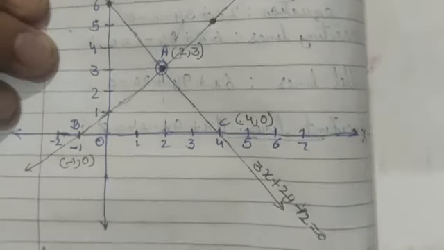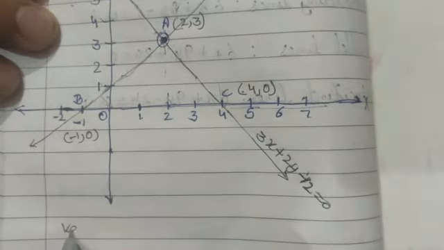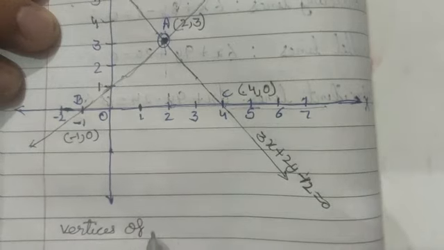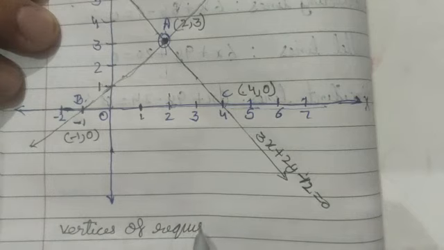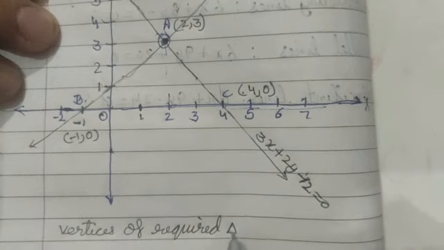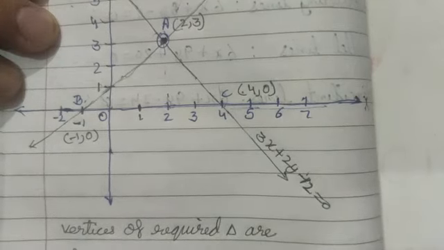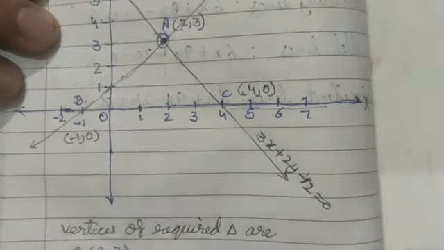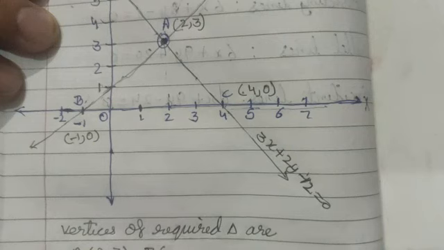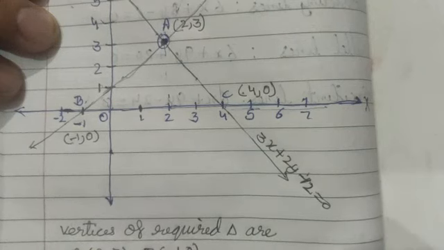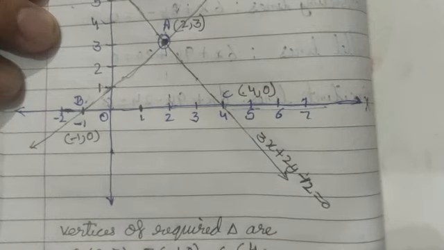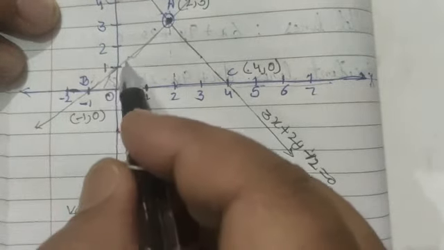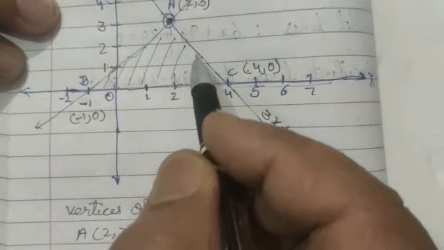So we can say that vertices of the required triangle are, we have depicted it as A (2, 3), B (minus 1, 0), and C (4, 0). You have to also shade the triangular region, so we will shade it.